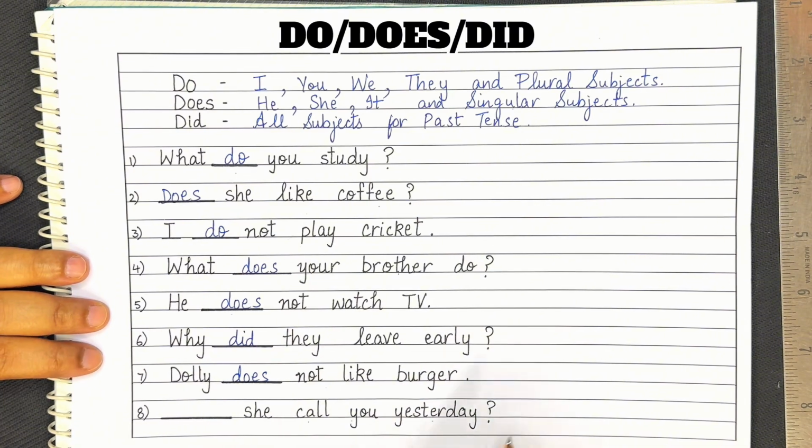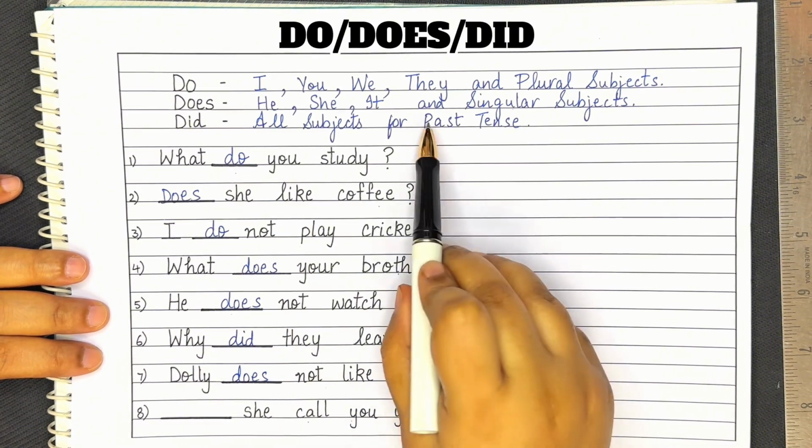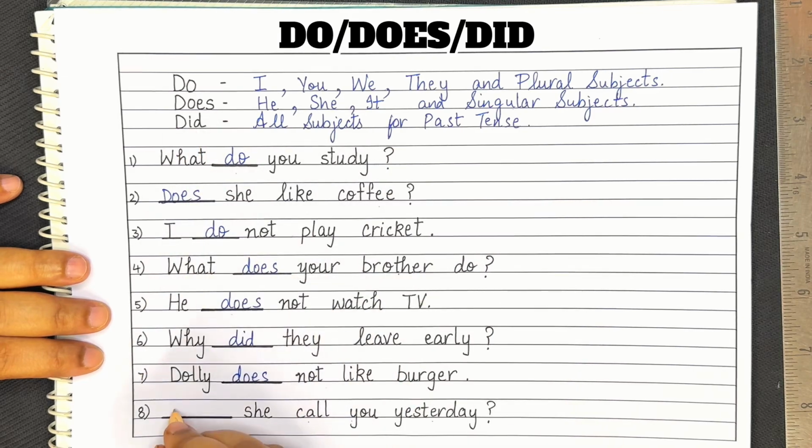Blank she called you yesterday? Yesterday indicates past tense. So with past tense we will use did. Did she call you yesterday?